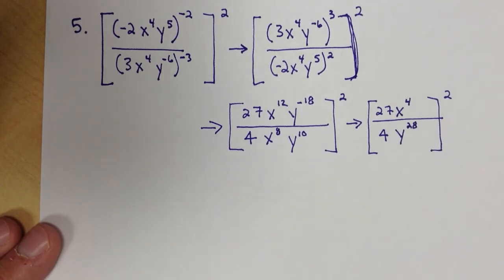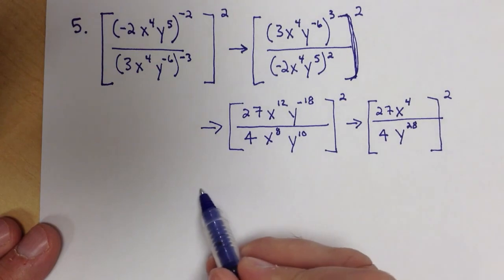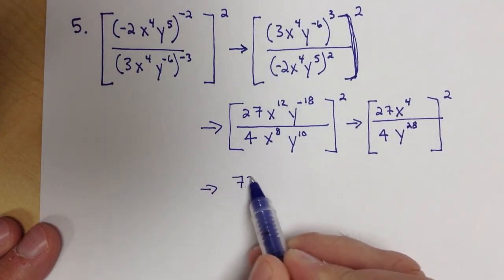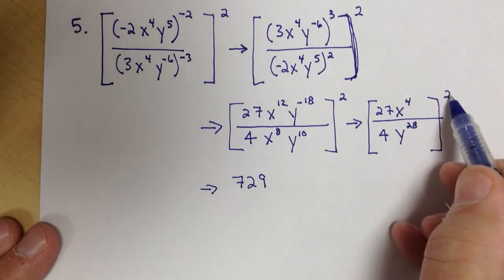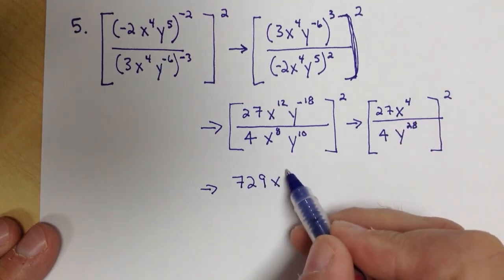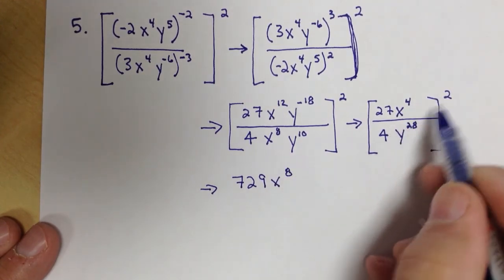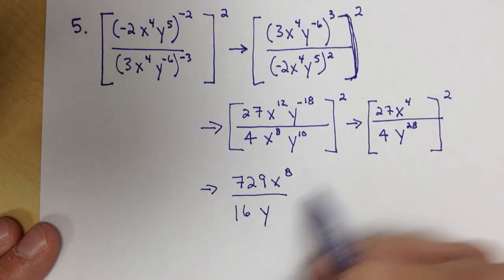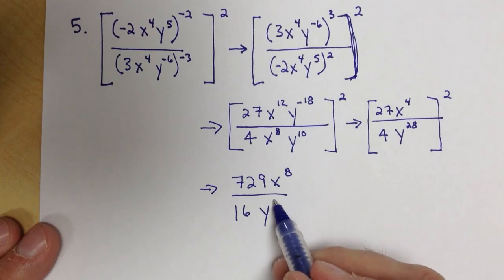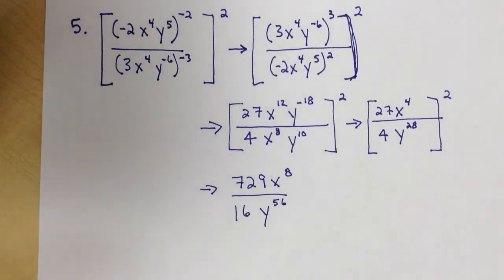27 squared, I believe, is 729. X to the fourth to the second power. 4 squared is 16. 28 to the second power. All right, so those are the answers to questions 1 through 5. Go to video 2 for the next set of answers.